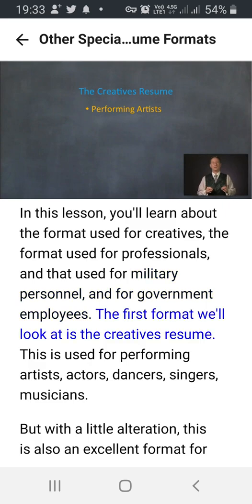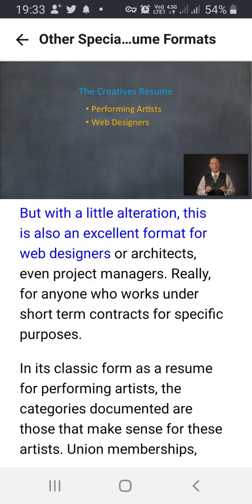The first format we'll look at is the creatives resume. This is used for performing artists, actors, dancers, singers, musicians. But with a little alteration, this is also an excellent format for web designers or architects, even project managers. Really, for anyone who works under short-term contracts for specific purposes.